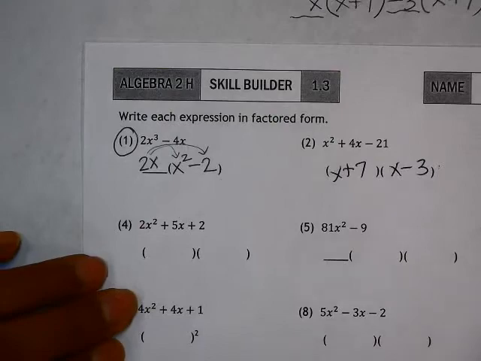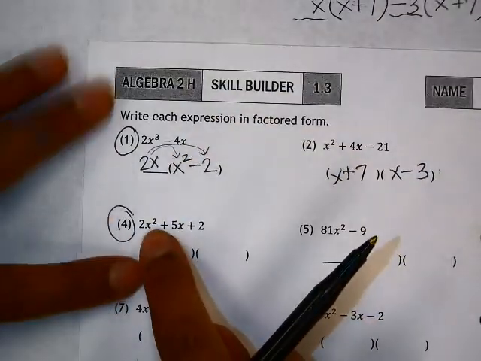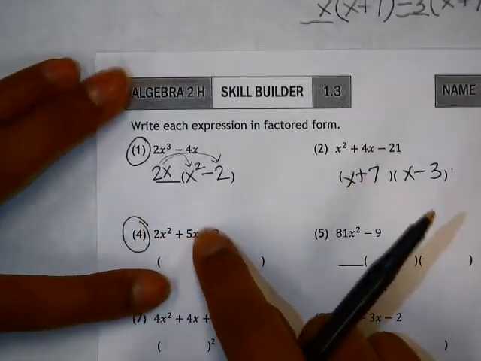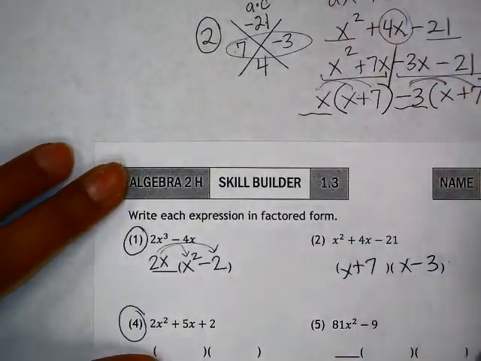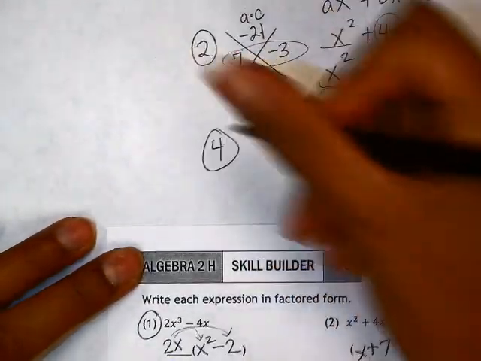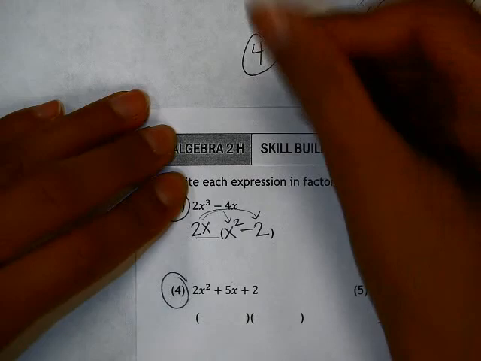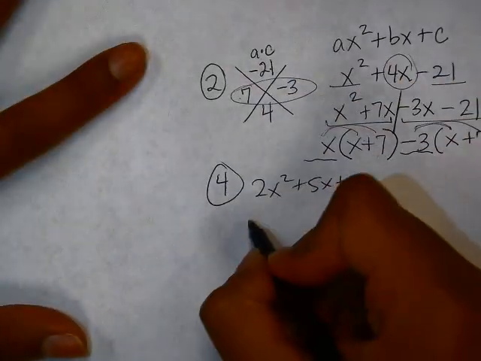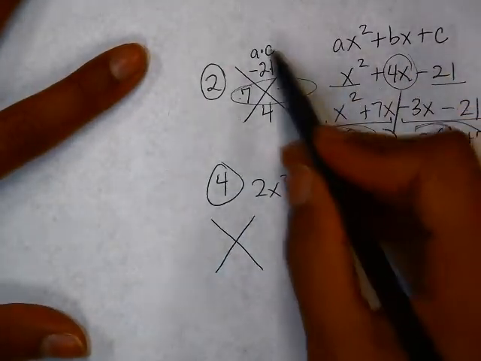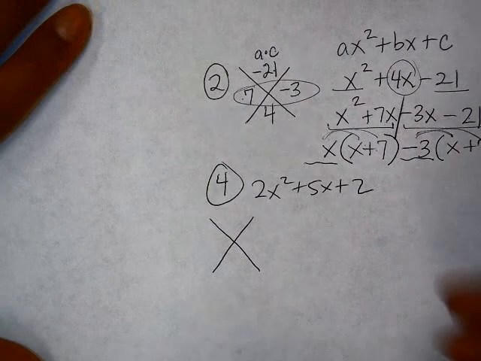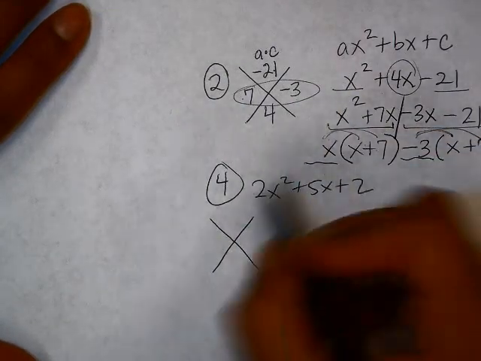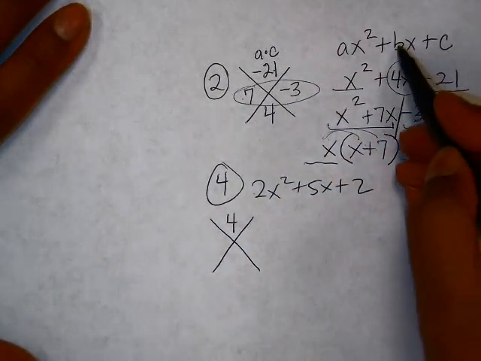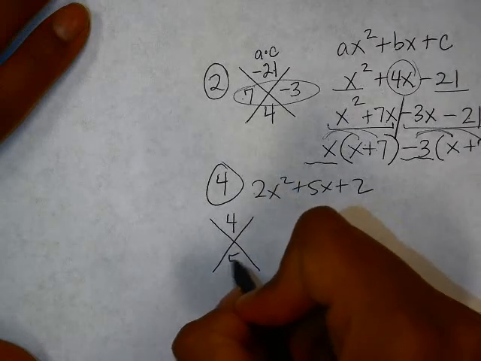Number 4 is also a trinomial. So let's try factoring that in the same method that we factored number 2. So in number 4, we have 2x squared plus 5x plus 2. Okay, first step is to create the x. A times c in this quadratic is 2 times 2, which is 4. B is equal to 5. That goes on the bottom.